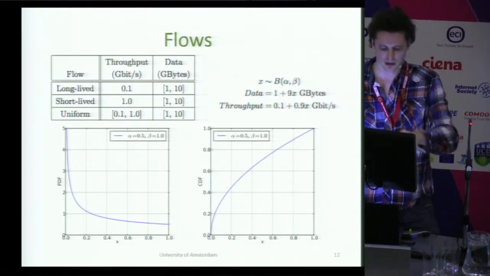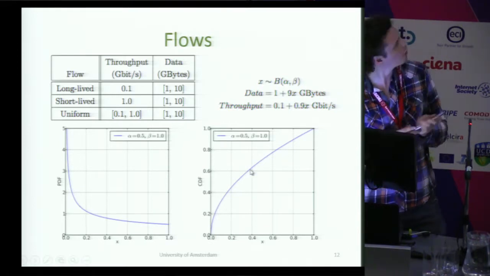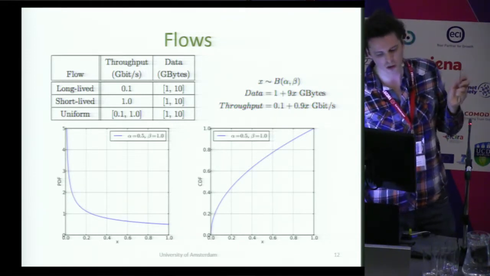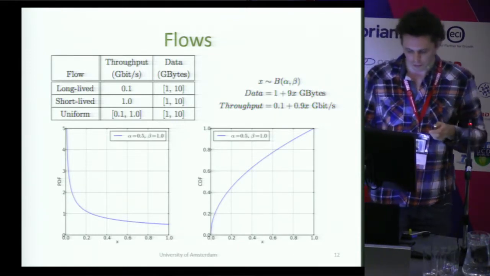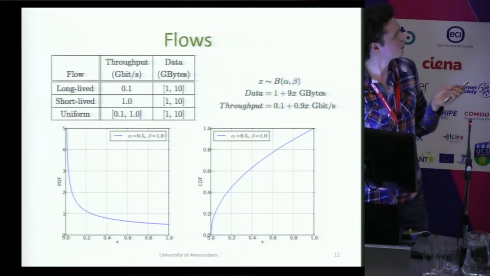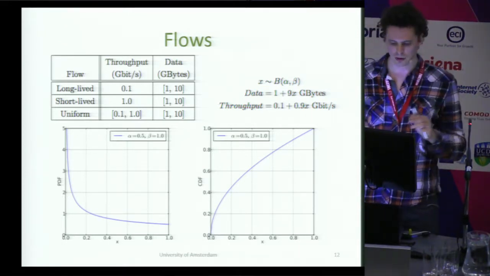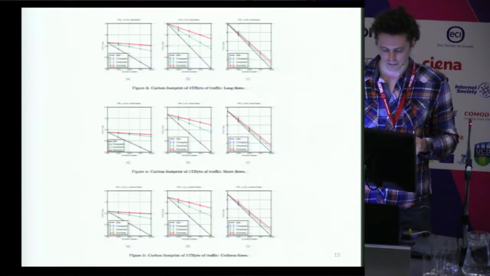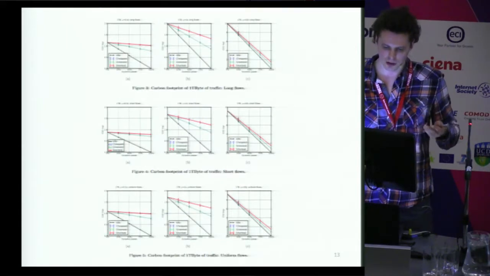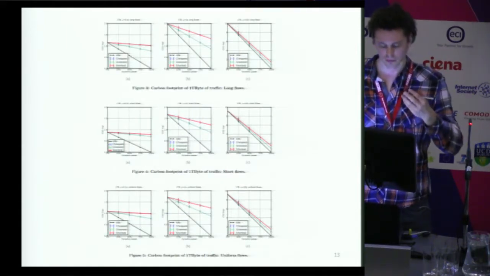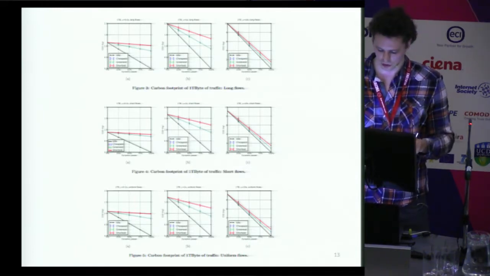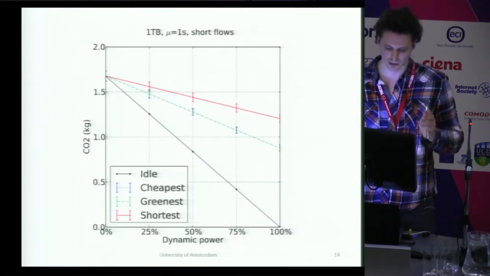This PDF shows that most of the flows are short, but there are a few that are longer and carry a large amount of data. I did the simulations on ESnet and I get a bunch of graphs out of it. They're all pretty similar, so I'll zoom in on one and try to explain what's going on.